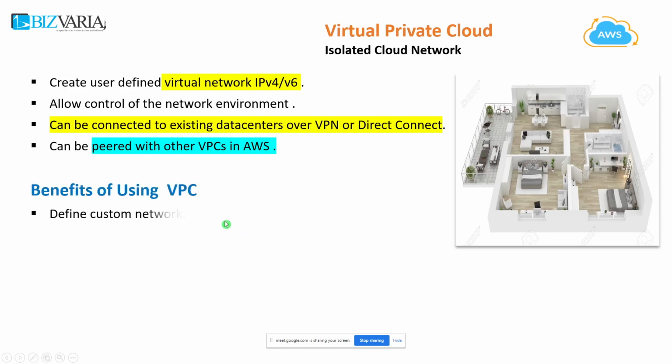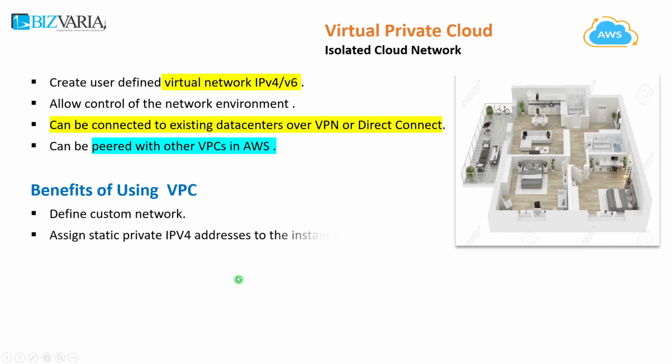The benefit of using a VPC is a defined custom network. So you can define your own network. Remember when we created the EC2 instance in the EC2 lecture, you saw that Amazon assigns the default VPC itself, and once it's defined the default VPC, then you have to pick the availability zone. I will show you again today, just to refresh your memories.